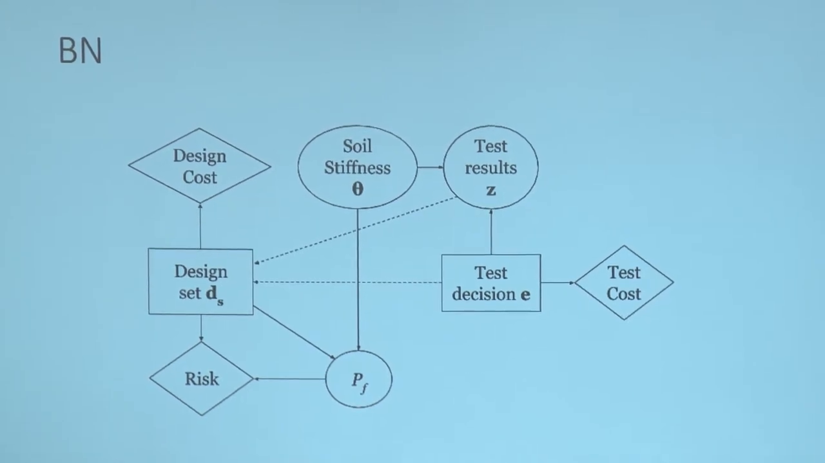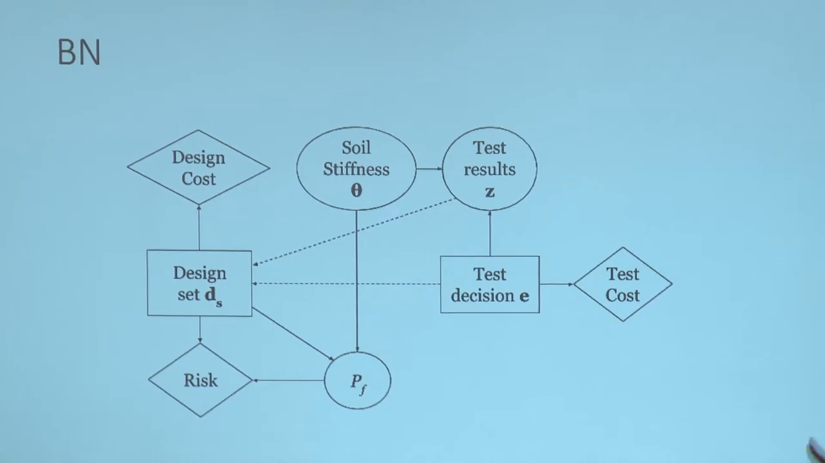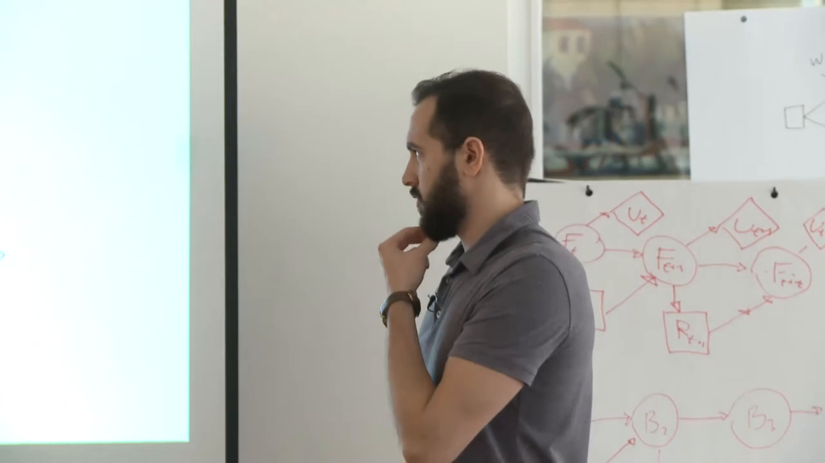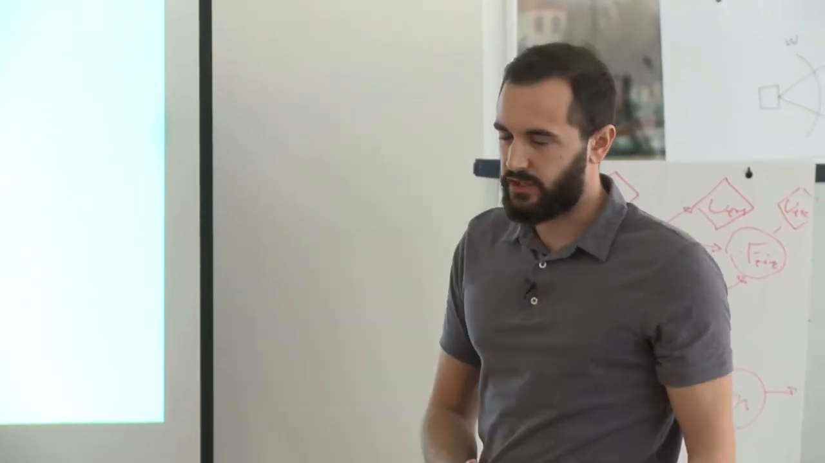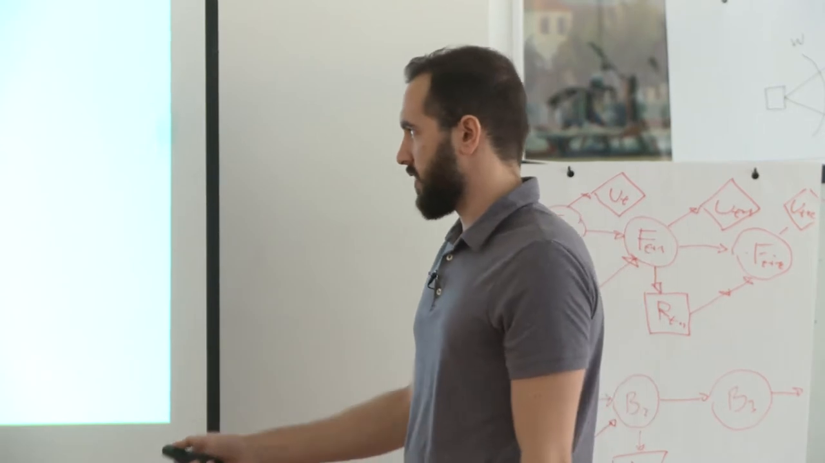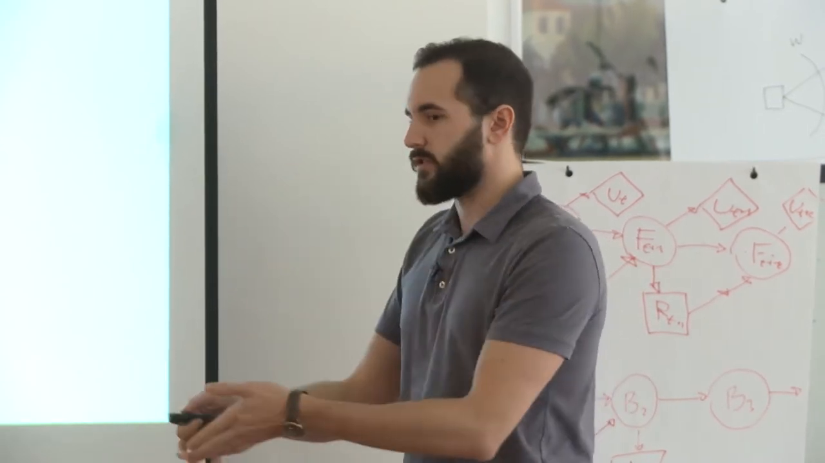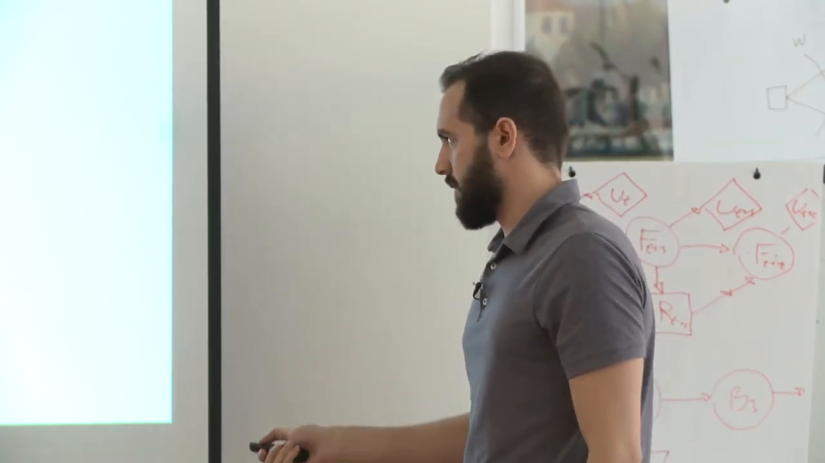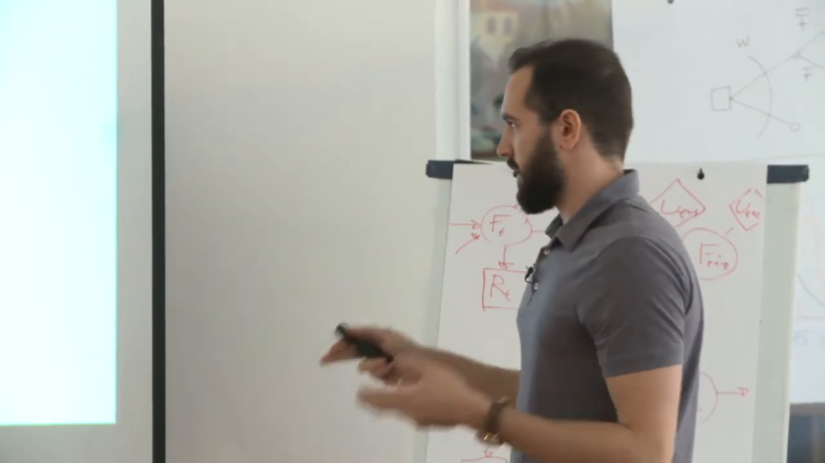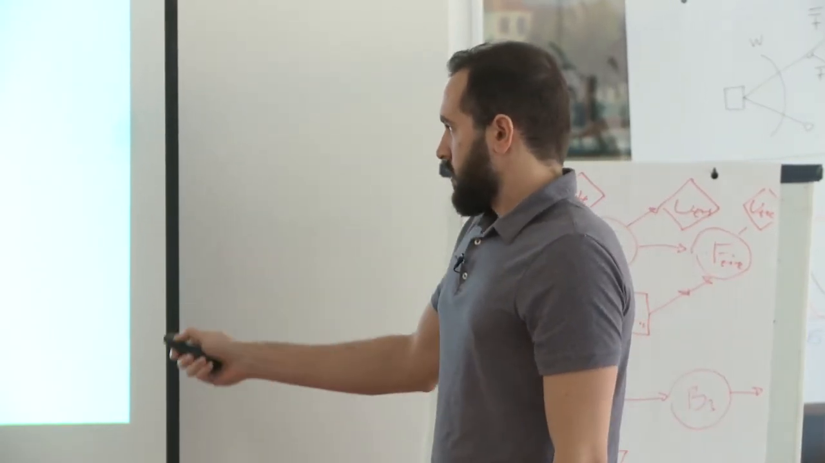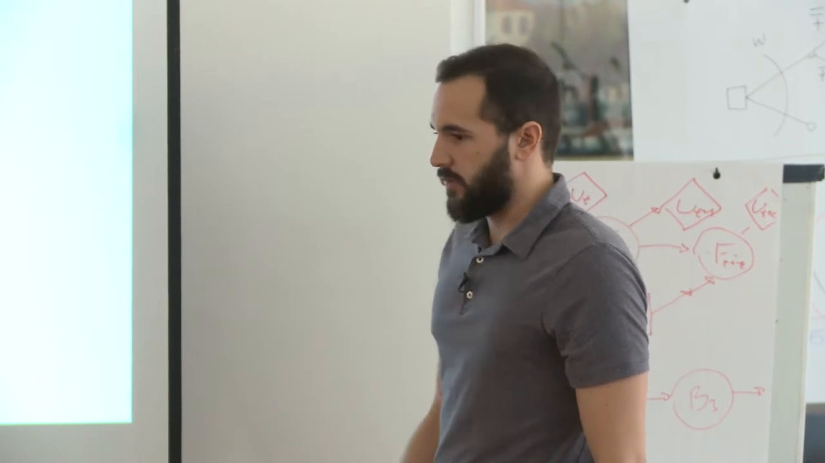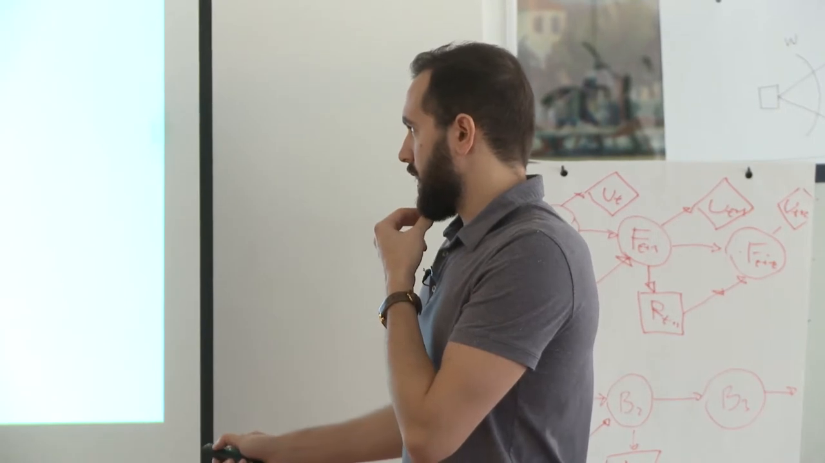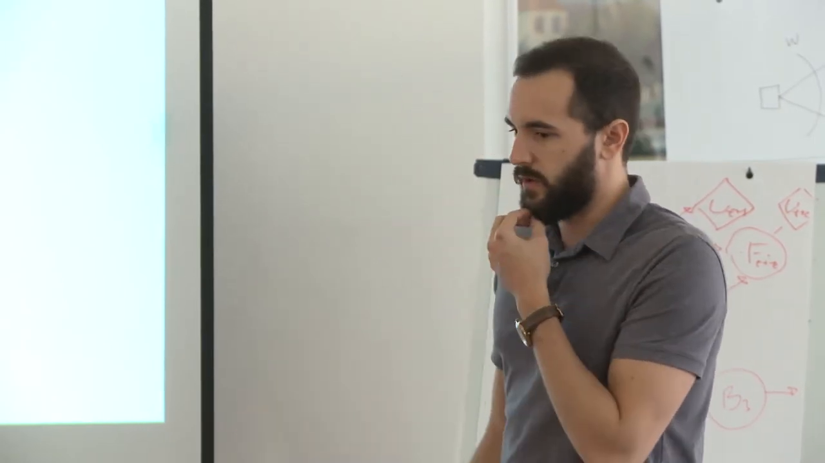In between, I skipped a few things. So given one design and an uncertain soil characterization, we would have an uncertain first natural frequency characterization. And in the end, it would lead to an estimation of the probability of failure. But I skipped this part in the Bayesian network, and I went directly for the probability of failure. So given that, there would be a risk associated with each design. Each design is also associated with a certain cost.